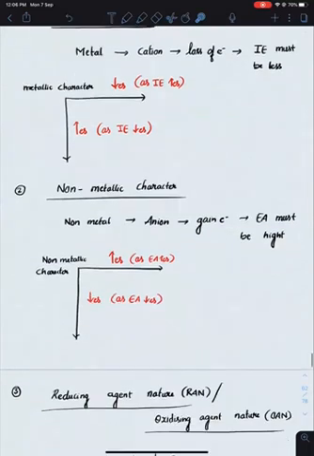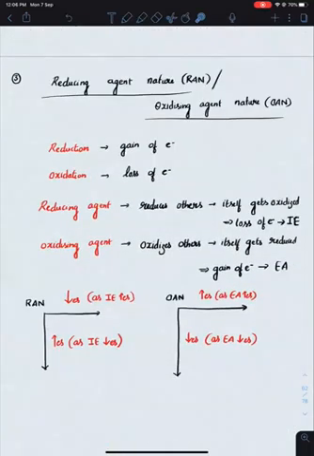Then we have seen reducing and oxidizing nature. A reducing agent reduces others and itself gets oxidized. If it is getting oxidized, it is losing electrons, so you need to compare its ionization energy. An oxidizing agent oxidizes others and itself gets reduced. Reduced means it is gaining electrons, so you need to compare its electron affinity. So for a reducing agent, compare the ionization energy; for an oxidizing agent, compare the electron affinity.